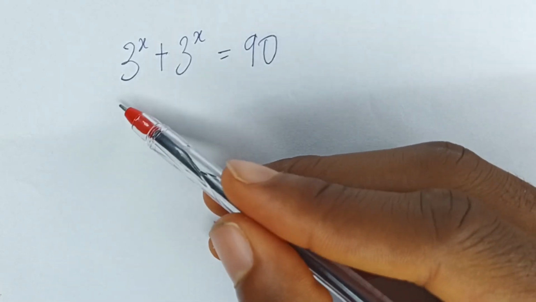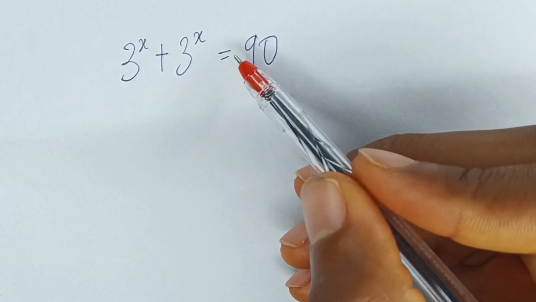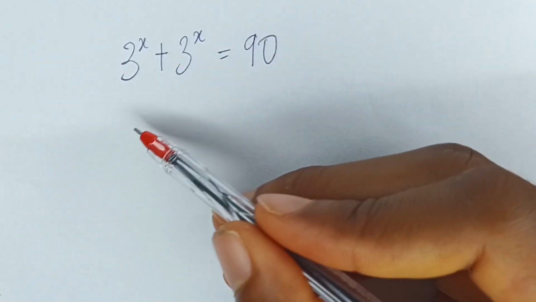Alright guys, let's solve this question together. It says 3 raised to the power x plus 3 raised to the power x is equal to 90. How do we solve this? Now watch carefully so I don't make mistakes.